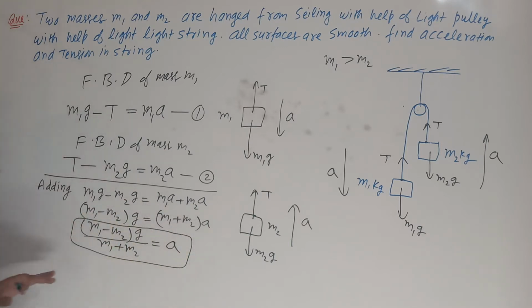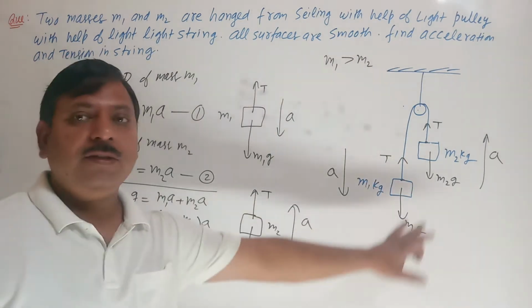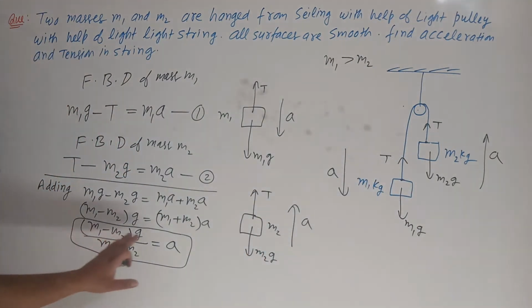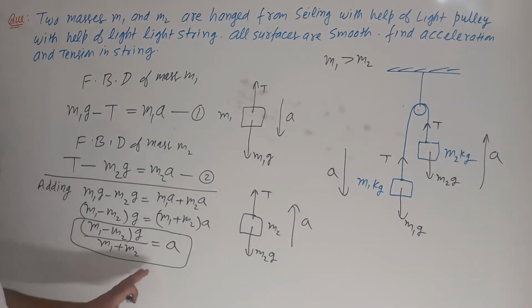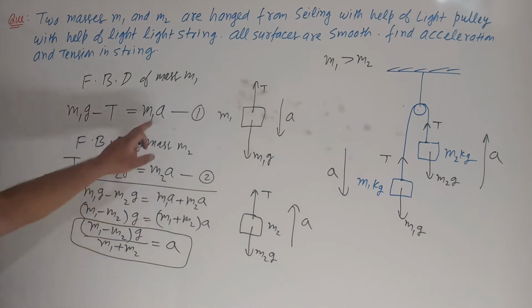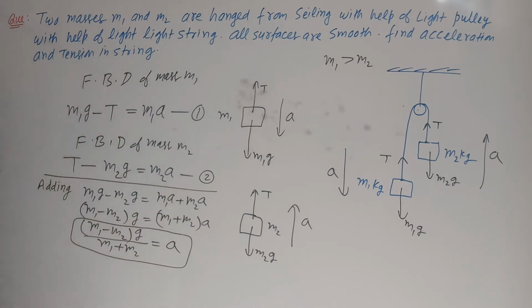The acceleration of the string is (m1 minus m2)g upon m1 plus m2. So this will be the acceleration. If you want to find tension, put the acceleration in the second equation or the first equation, and you can get the tension.